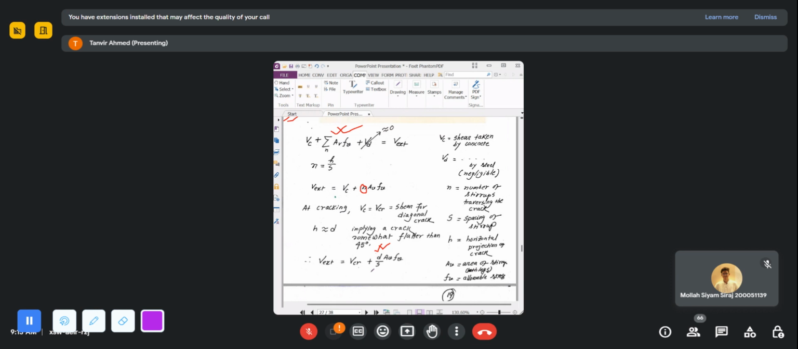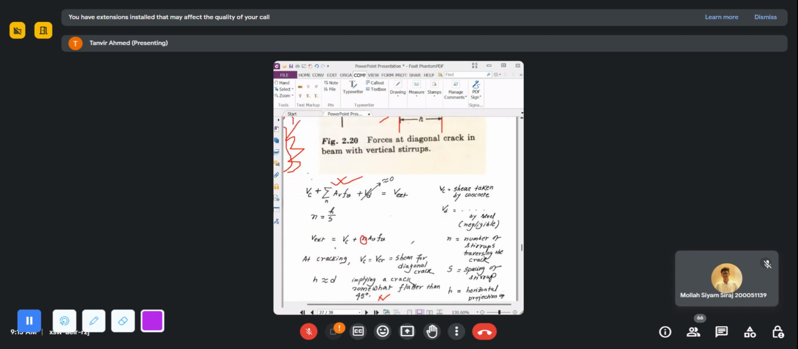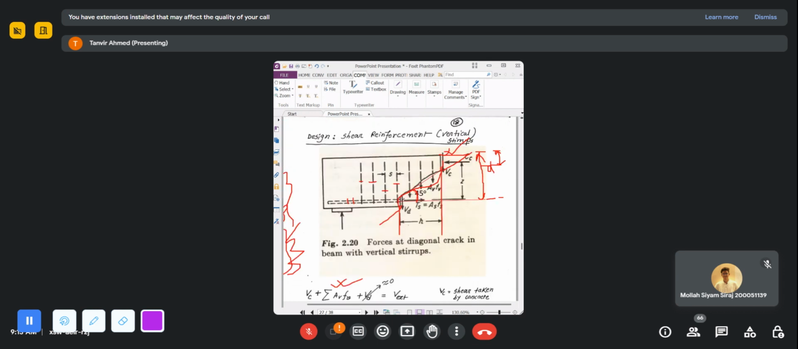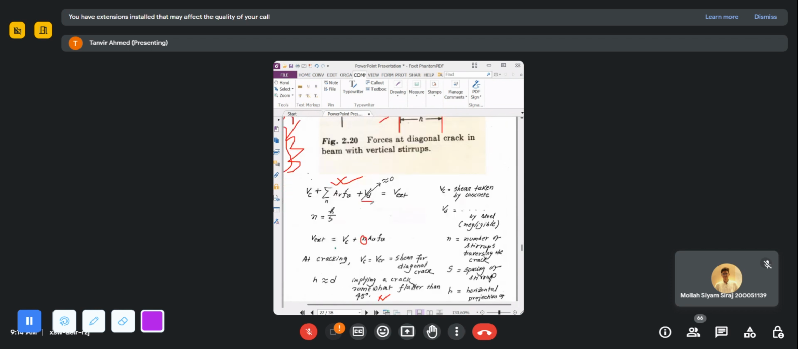So this will be my equation, and we ignored this VD initially in the beginning, because we explained that the shear stress in the longitudinal steel will be very small. We discussed in the last class that the shear stress in the longitudinal reinforcement will be very small, so we can ignore this term.